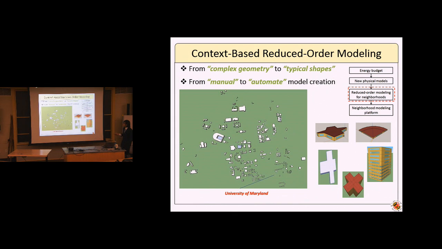I'll show it later. I believe there are some typical shapes, and we represent these buildings with these typical shapes. For example, cross shapes, I could automate the process to create a quarter of a pie, or I could create the rectangle shapes.